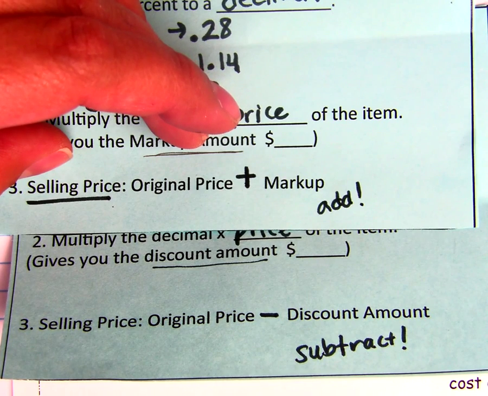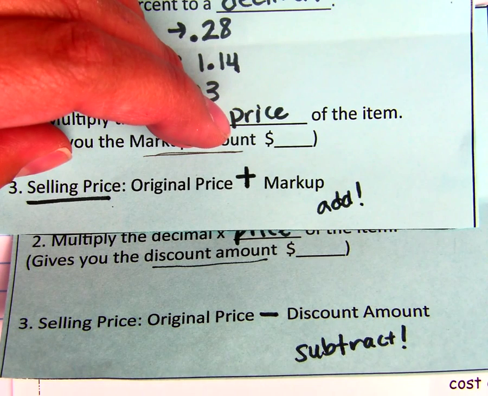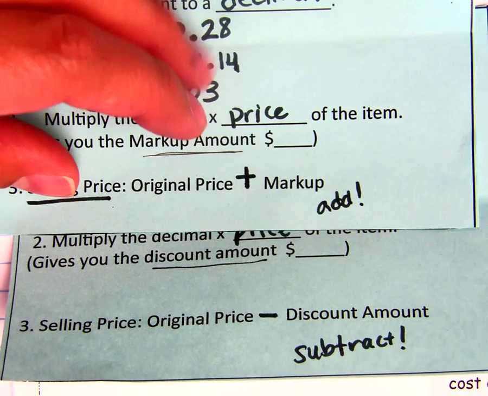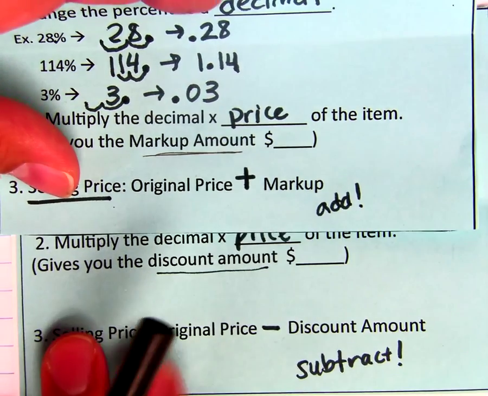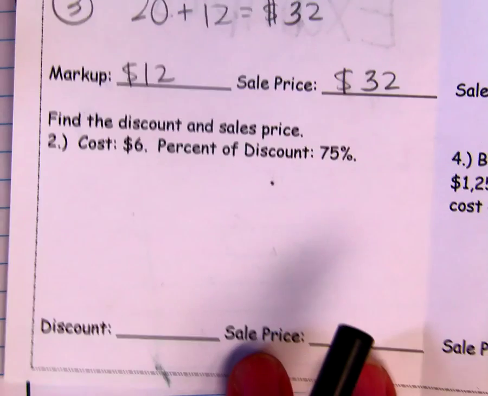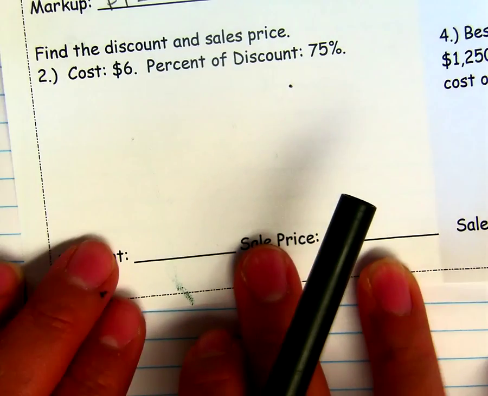So notice how, are the steps the same for both markup and discount? Pretty much. Up to what point? What step changes? Step 3, right? We either need to know, are we going to add it or are we going to subtract it? So you just have to think about the definitions. Okay? So the next one is going to be number 2. It says find the discount and sales price.